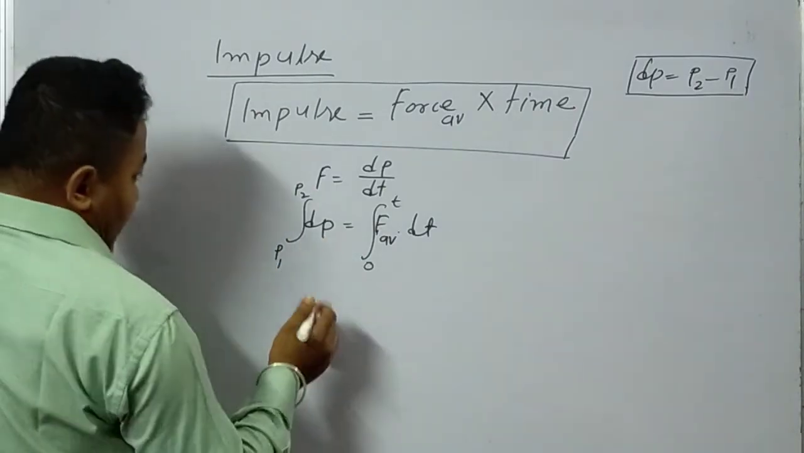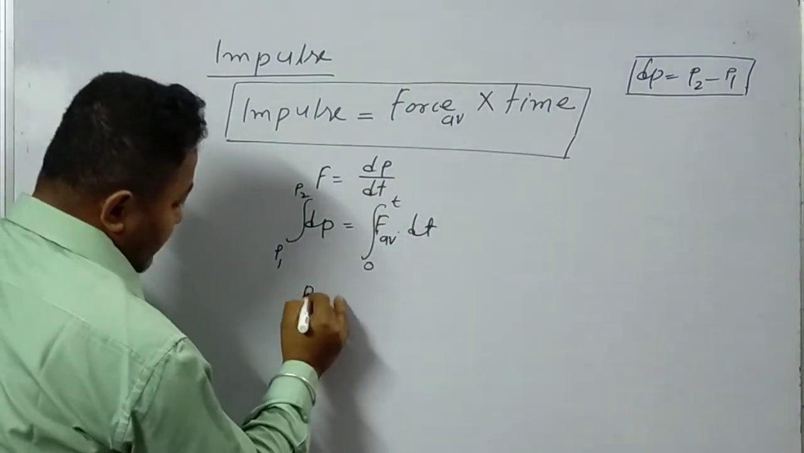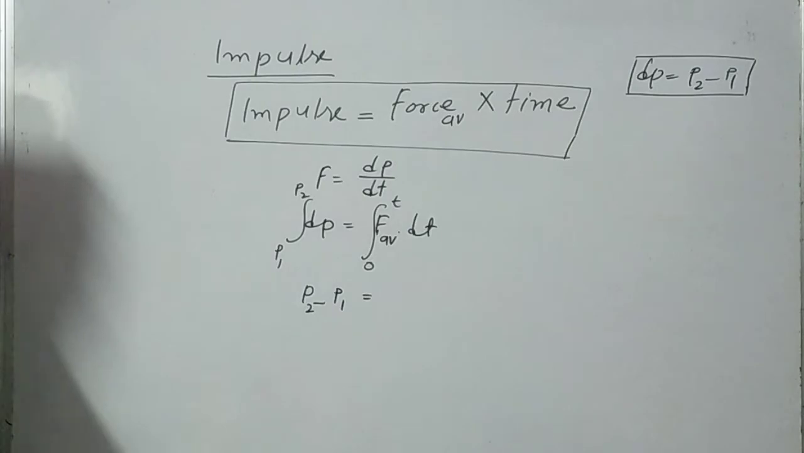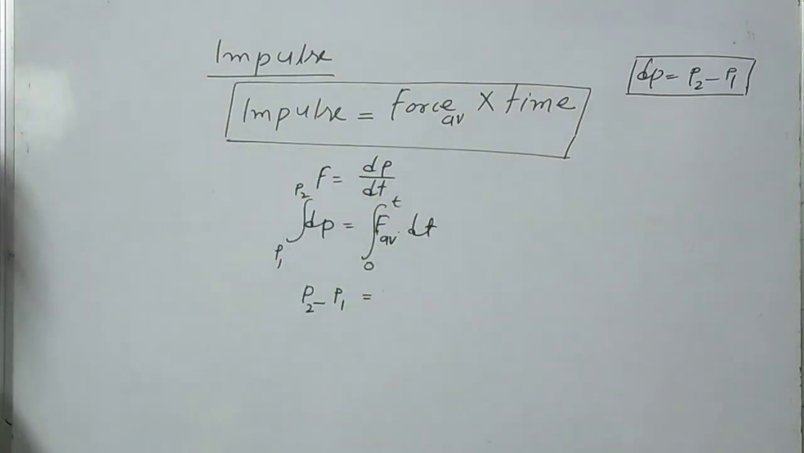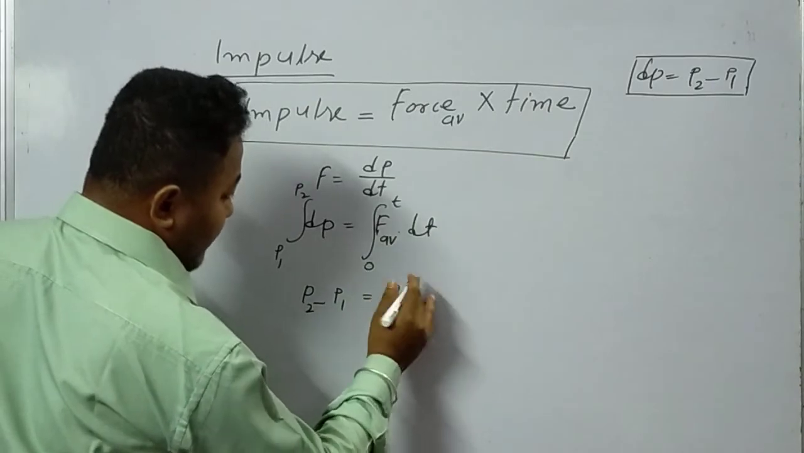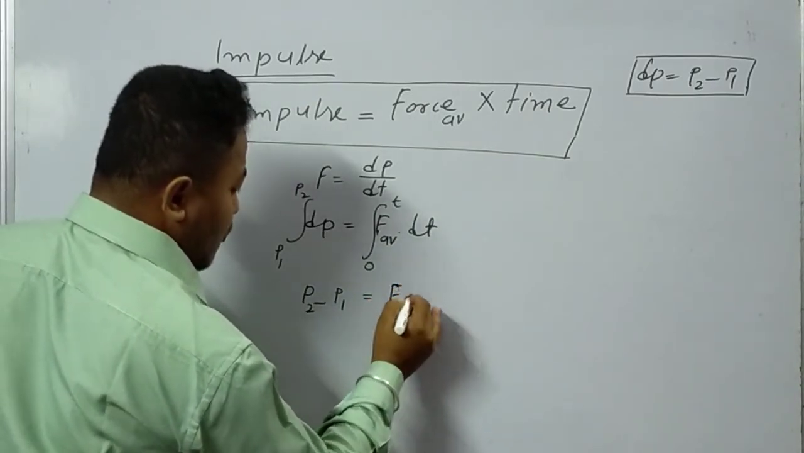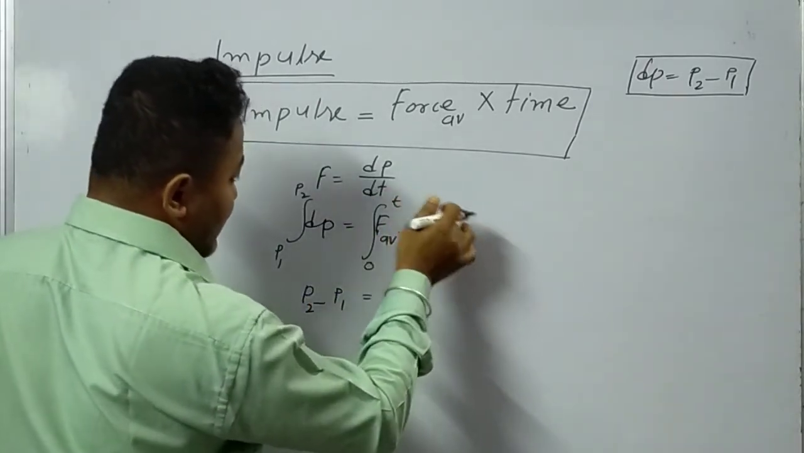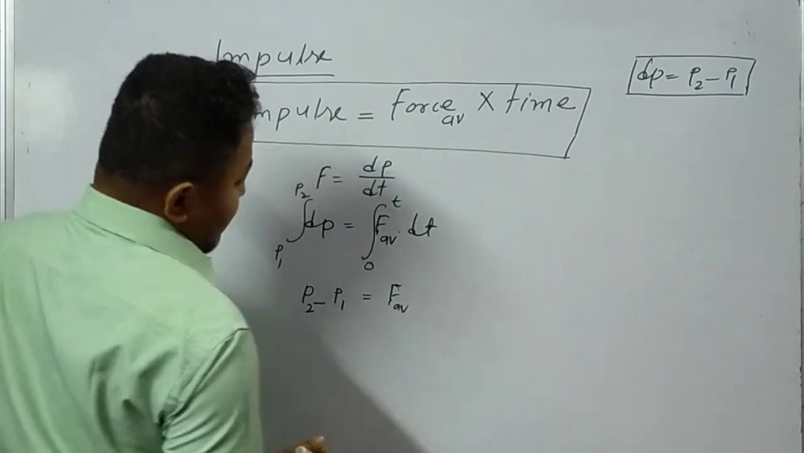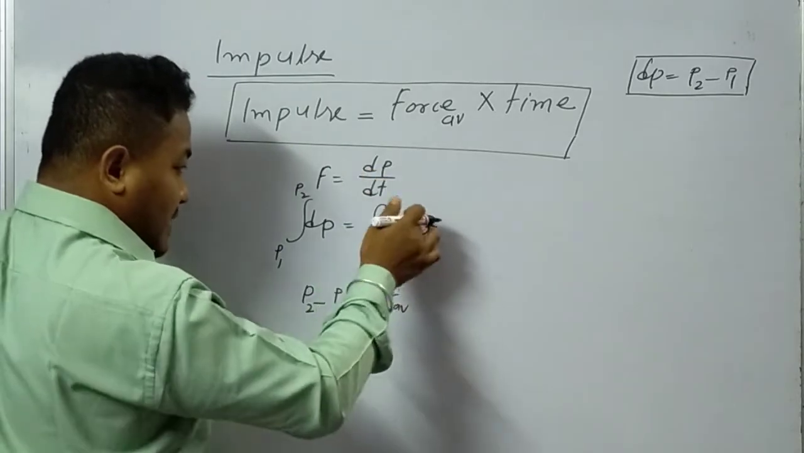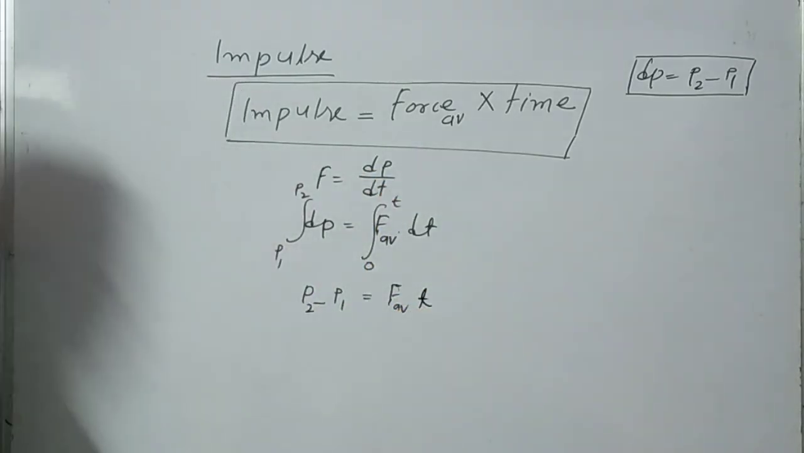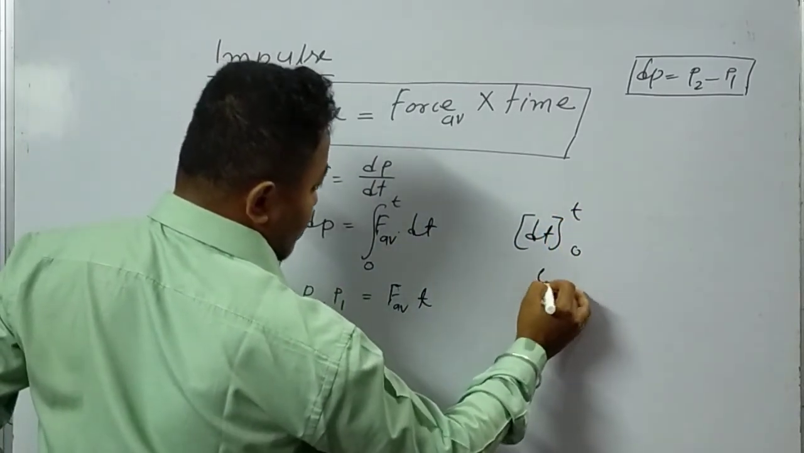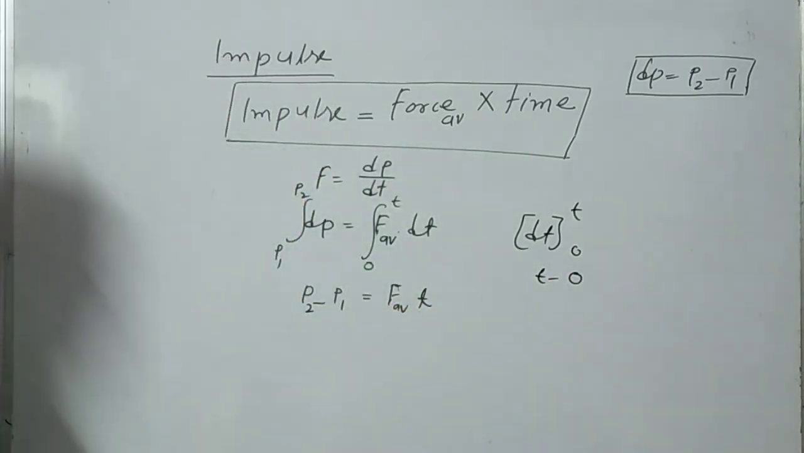Now if I break these things, what will happen? In this case, I can directly write p2 minus p1 is equal to, so what will remain? This is F. If I integrate, this is going to be F, the average force. And if you integrate this dt, what will become of it? The integration of dt will become t itself, with upper limit t and lower limit 0. So t minus 0 is equal to t.